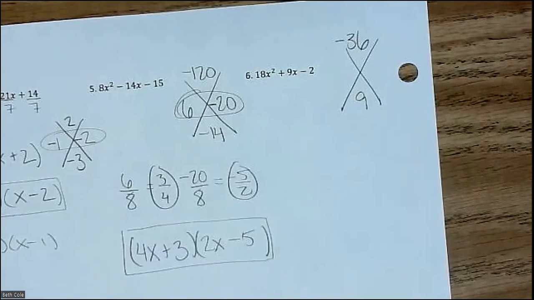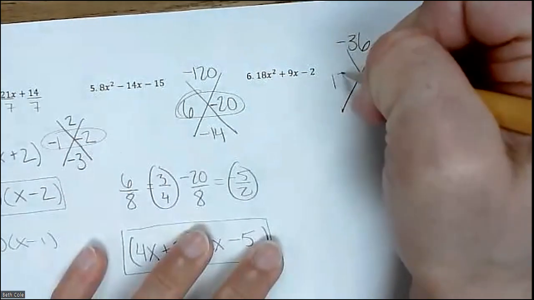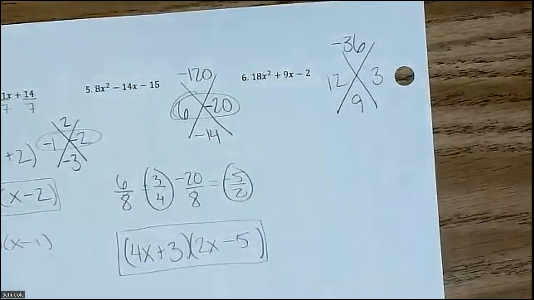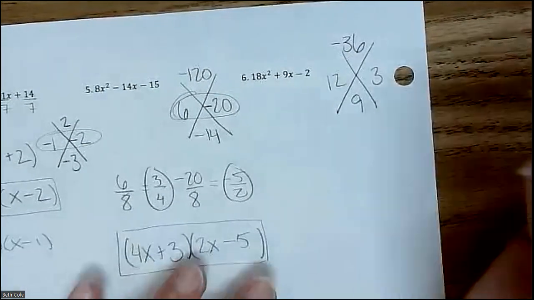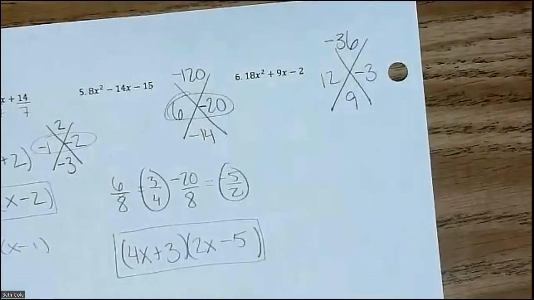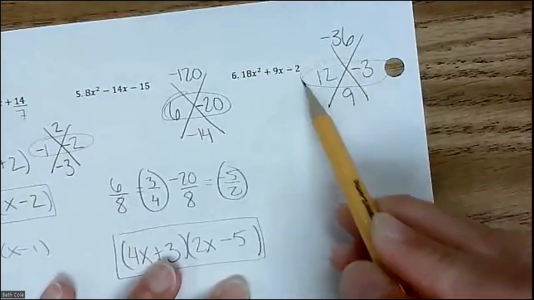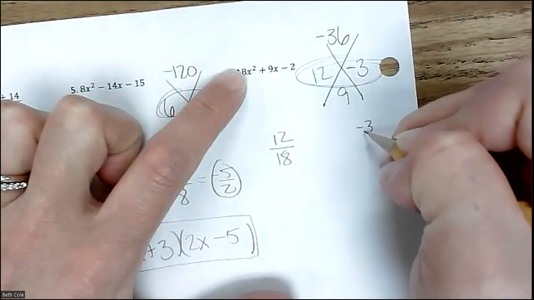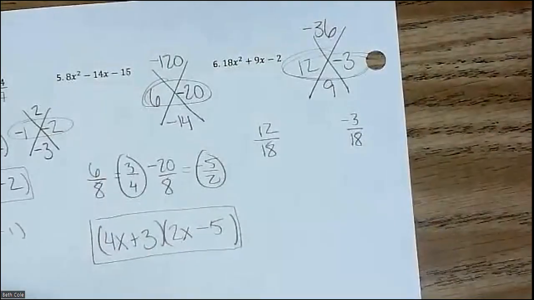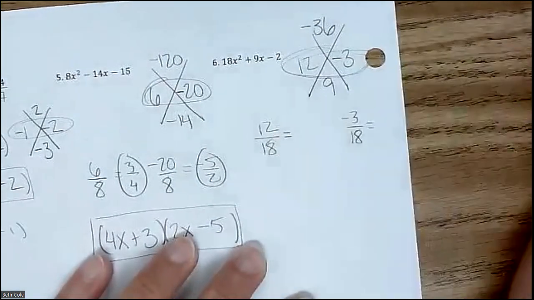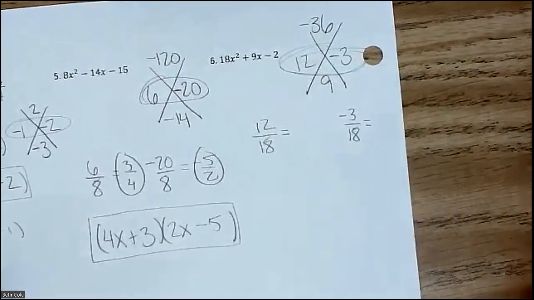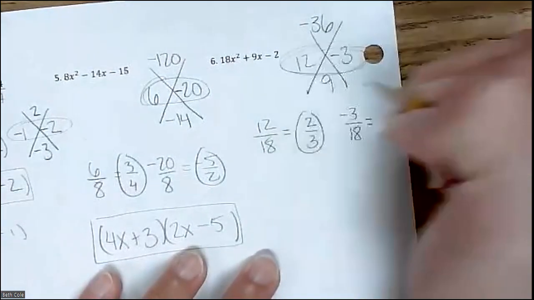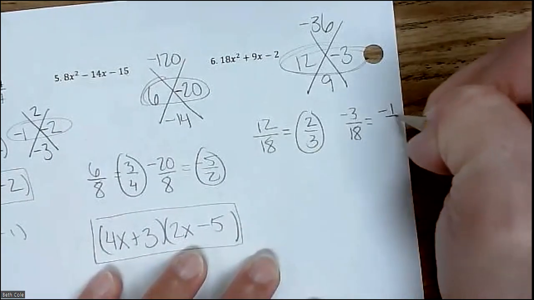So I need numbers that multiply to be 36. 4 times 9 comes to mind, but that's not going to add up to be 9. So 12 and 3. And what needs to be negative? 3. Because 12 minus 3 equals 9. Now you're going to take those numbers and put them over 18. For the sake of time, you could put these in the calculator and turn them back into fractions, but this one will be 2/3, and this one will be negative 1/6.